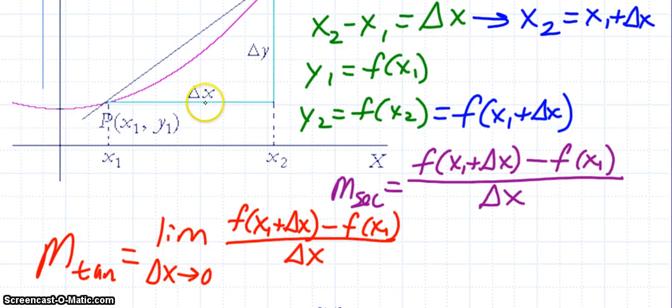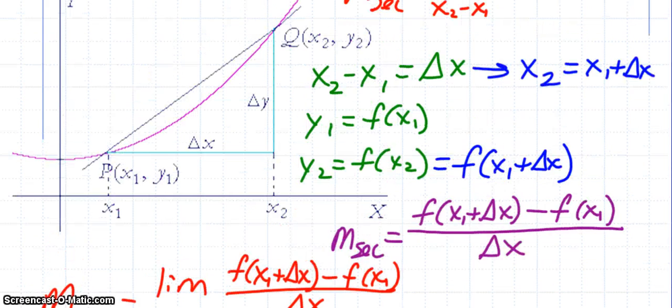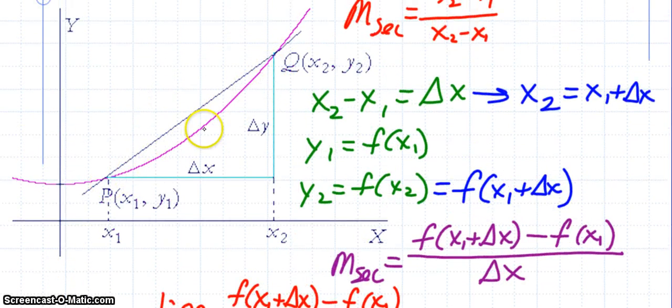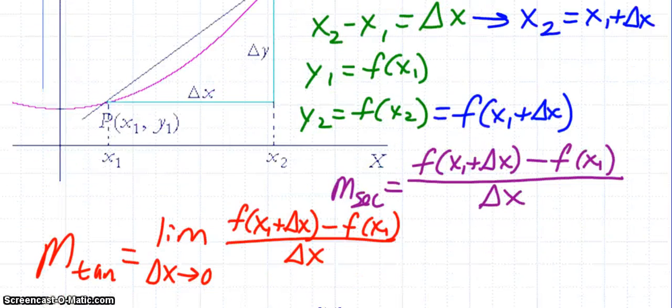It's saying as the change in x, so as the x's get really, really close together, these 2 points are going to get really, really close together, eventually becoming the same point, and therefore creating the slope of the tangent line, or the tangent line itself. So that is our tangent line problem, is understanding that the slope of the tangent line is the limit as delta x goes to 0 of f of x plus delta x minus f of x over delta x. This is our limit definition of a derivative, because the derivative represents the slope of the tangent line.